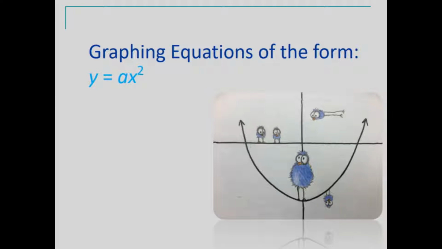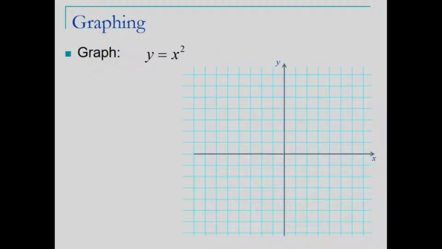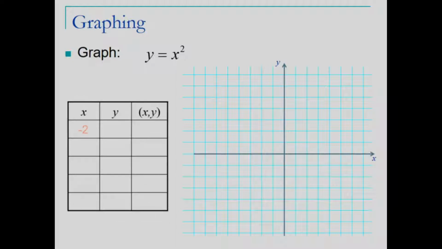In this video, we'll take a look at graphing the special quadratic equations of the form y equals ax squared with no linear or constant term. And to illustrate what this form of quadratic equation results in, let's graph the following equation, y equals x squared. To do so, we'll complete a table of values.